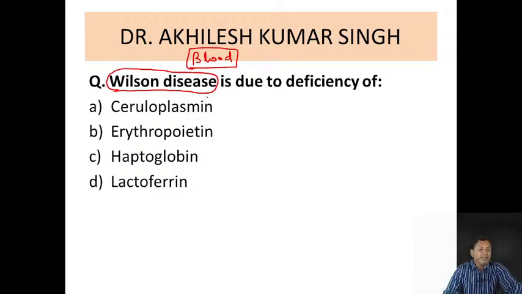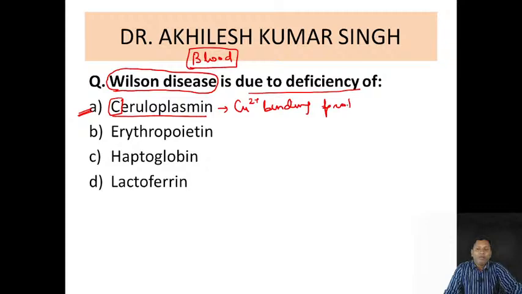So Wilson disease is due to deficiency of, right? Remember about the Wilson disease. It is due to deficiency of which one? Ceruloplasmin. So what is this ceruloplasmin? C for ceruloplasmin and C for copper. Ceruloplasmin is a copper binding protein.